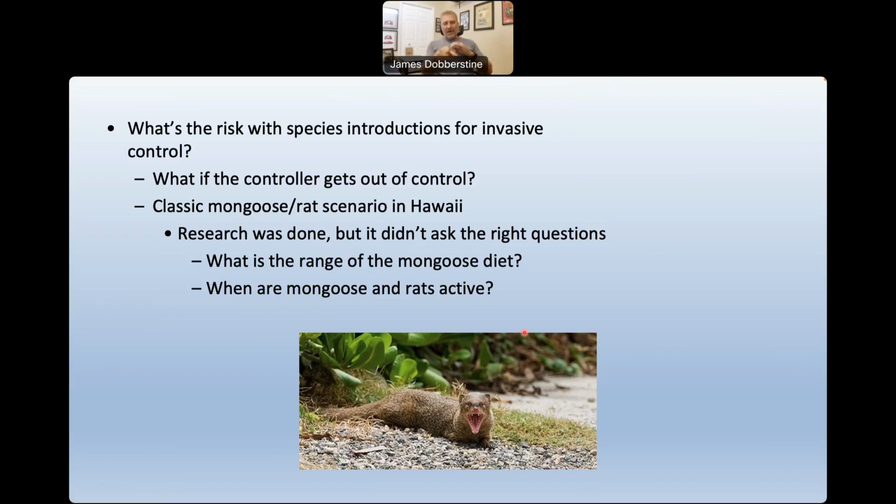That mongoose, by the way, looks like me before 10 o'clock in the morning. So, not a morning person. Anyway, that's one example.